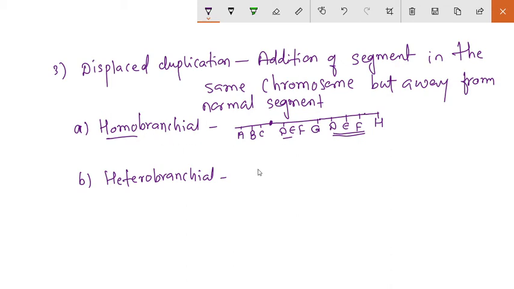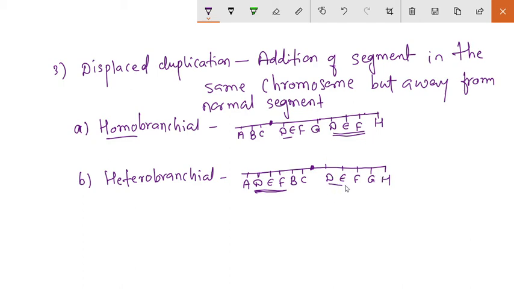Then heterobranchial. आता हेट्रोब्रँकियल मध्ये काय होतं पहा, तर या ठिकाणी हा जो डुप्लिकेटेड पार्ट आहे, suppose A, okay, then here this duplicated part is present, D, E, F, then B, C, and then D, E, F, G and E. Okay, so this duplicated part is added here at the another side of the centromere. म्हणजे नॉर्मल सेगमेंट कुठे आहे, त्याचा उजव्या बाजूला आहे, to the right side.